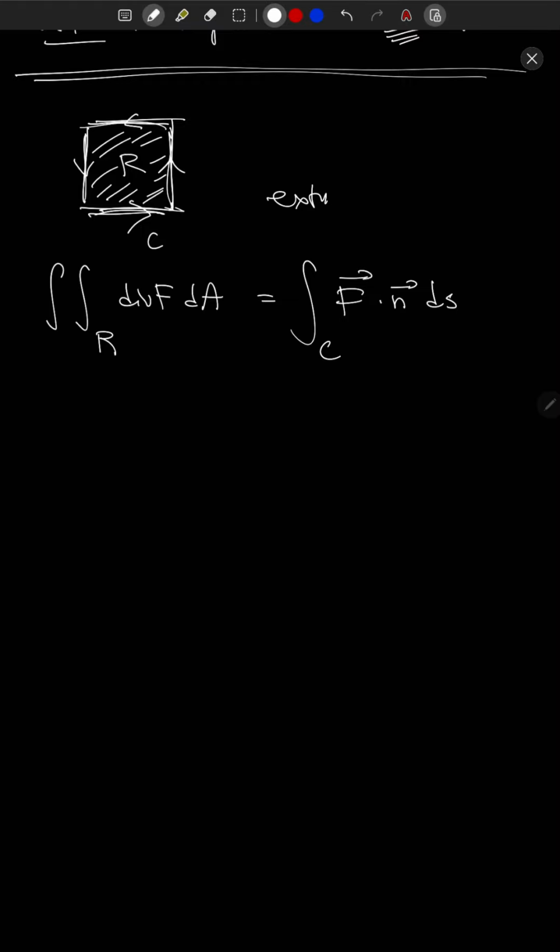If you did the extra credit problem on last week's homework, you were asked to literally show that this integral over the region R of the divergence of f dA is equal to the line integral over the boundary C of f dot n ds. So this was the extra credit last week. If you didn't do that, you probably should.